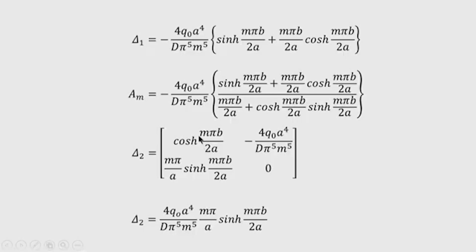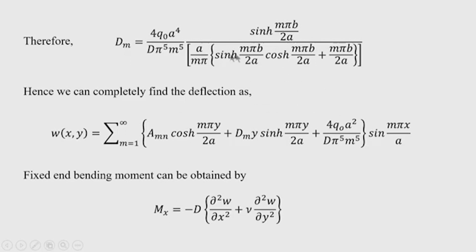Okay. So, this is delta 2, and after expanding this, you can see this goes to 0 and this is coming as this. This will be minus, but again minus minus will be plus. So, this quantity is written as this. So, after finding delta 1 and delta 2, d m is found. So, once you find a m and d m, you can easily find out the deflected series as a m cos hyperbolic m pi y by 2 a, d m y sin hyperbolic m pi y by 2 a, plus this is the non-homogeneous term, and multiplied by the sin m pi x by a. So, this is the complete deflection series.